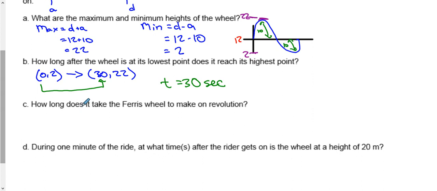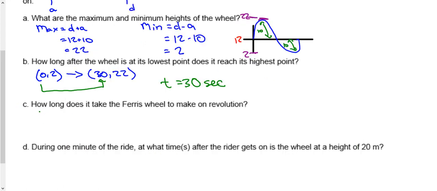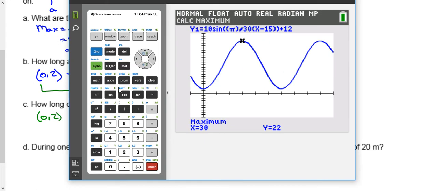In part C, how long does it take the Ferris wheel to make one revolution? It's missing the letter E there. So what is one revolution here? If you had a valley here, you're looking for the next possible valley. It's right here. So again, this first valley was at 0, 2, and I'm just looking at that x value because we're talking time. So I want to find that value there.